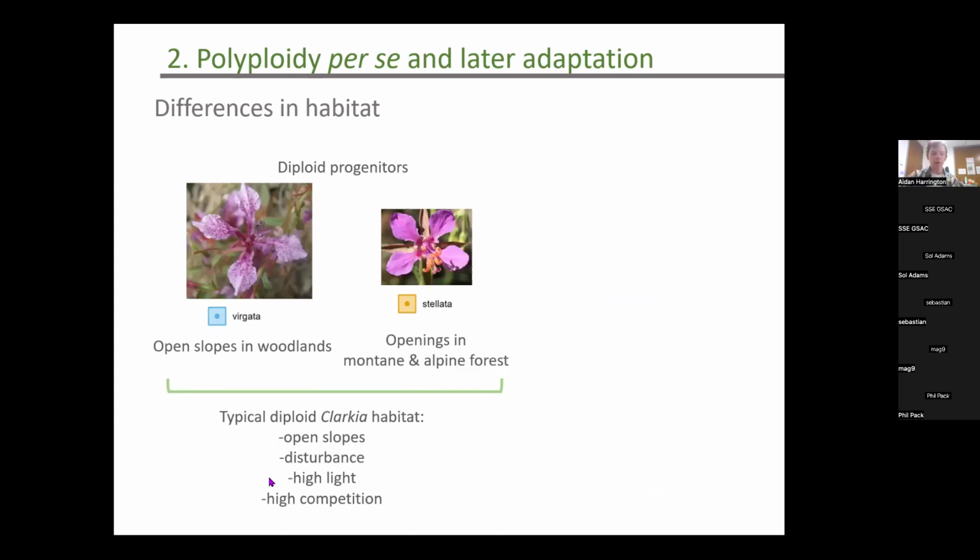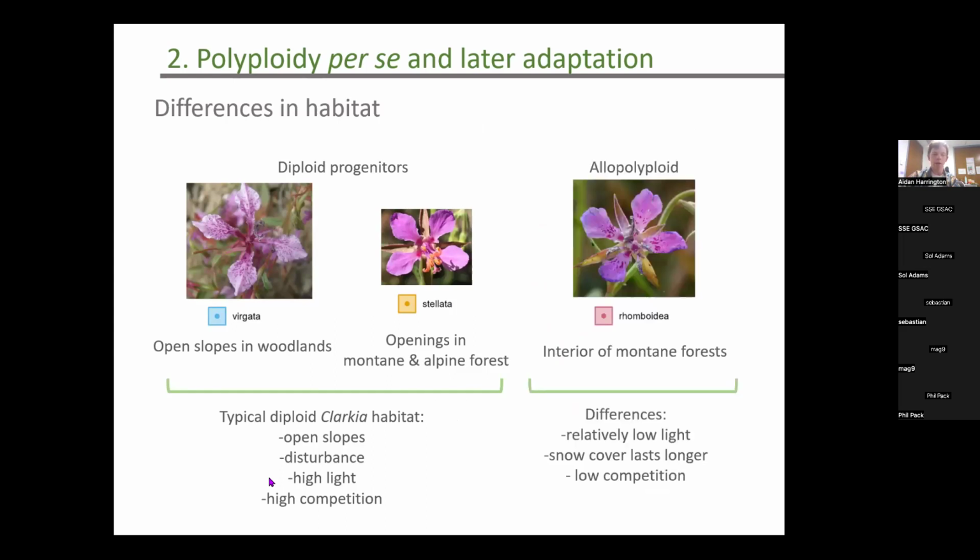So the first thing to understand here is the differences in habitat between the diploids and the polyploid. The diploid progenitors of rhomboidea tend to be on open slopes and woodland areas, or openings in montane and alpine forest, characterized by disturbance, high light and higher competition. Whereas the allopolyploid, Clarkia rhomboidea, lives in the interior of montane forests. Some big differences include the fact that this is a relatively low light environment. There tends to be a lot of snow cover in these environments. It lasts longer, and there's a lot less competition.